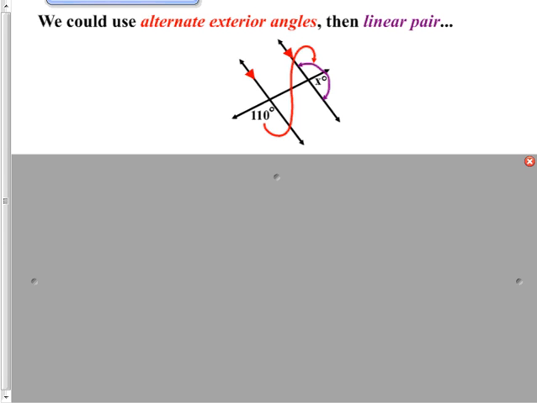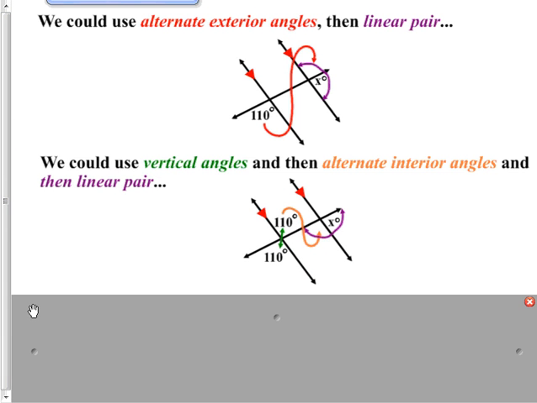For example, we could use the alternate exterior angles rule. That would move the 110 degrees where the red arrow is pointing up top. Okay, and once again, you would have a linear pair between this new location of 110 degrees and the x degree angle. We would be able to add them together to equal 180 degrees. We could solve it from there.